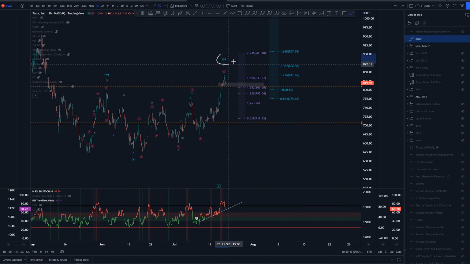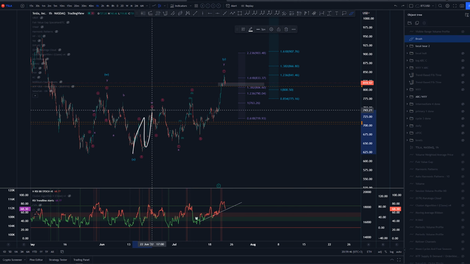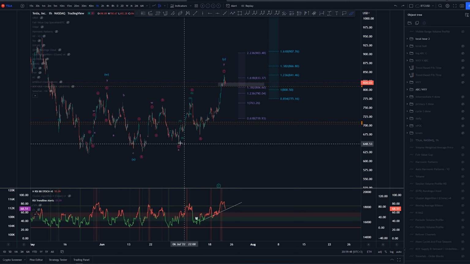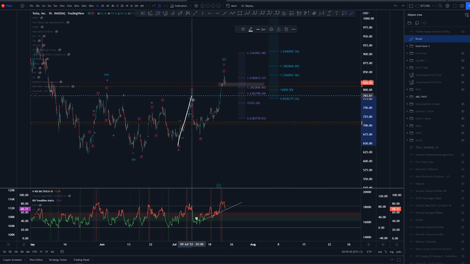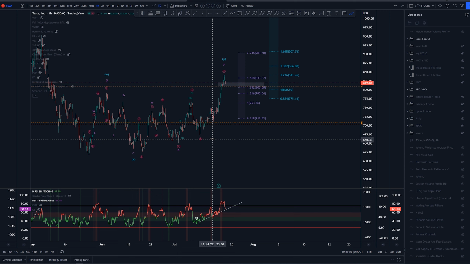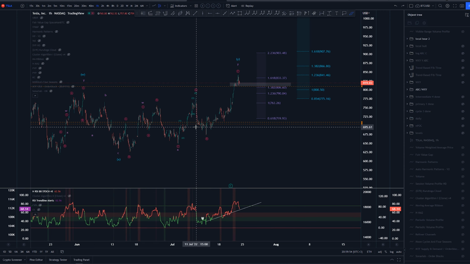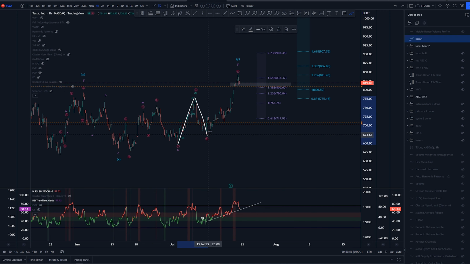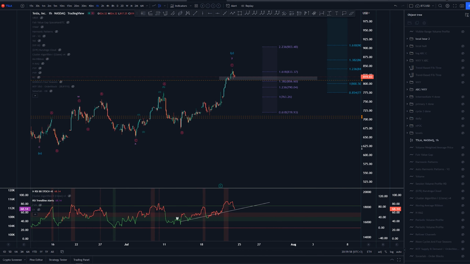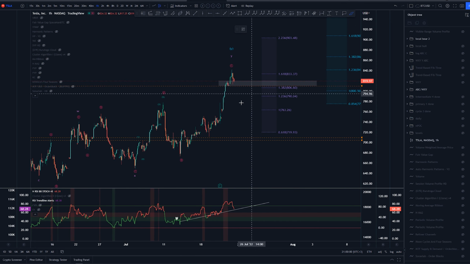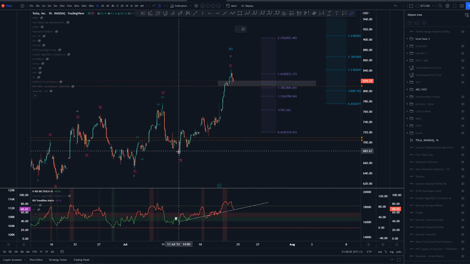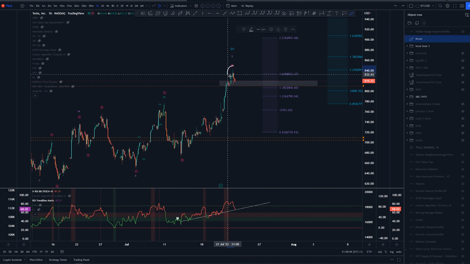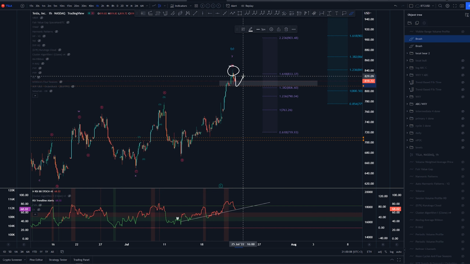Again, for the wave Y, I would be looking at this as an ABC into W, ABC into X, and then A, B, and C as a diagonal, not a diagonal, a zigzag, sorry, A, B, and C higher. However, again, I have the same issue as with the previous count, that I don't really have this structure possibility ending here. I am expecting that we are going to have some kind of consolidation here.